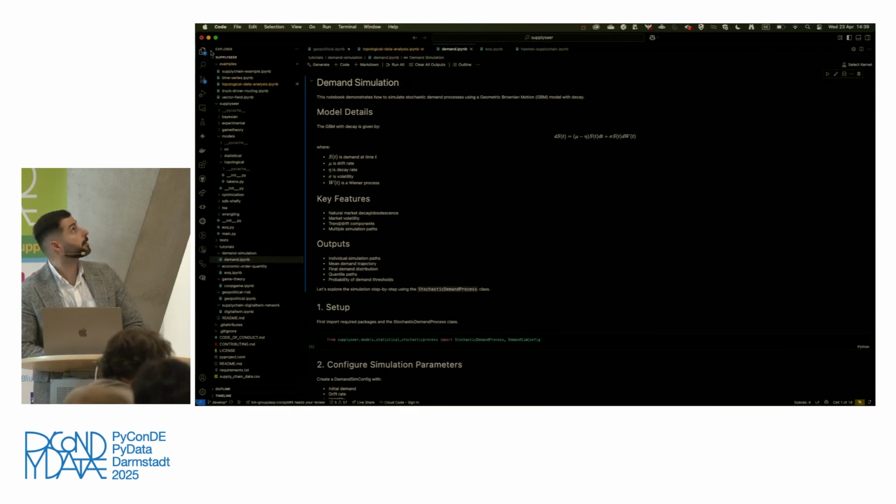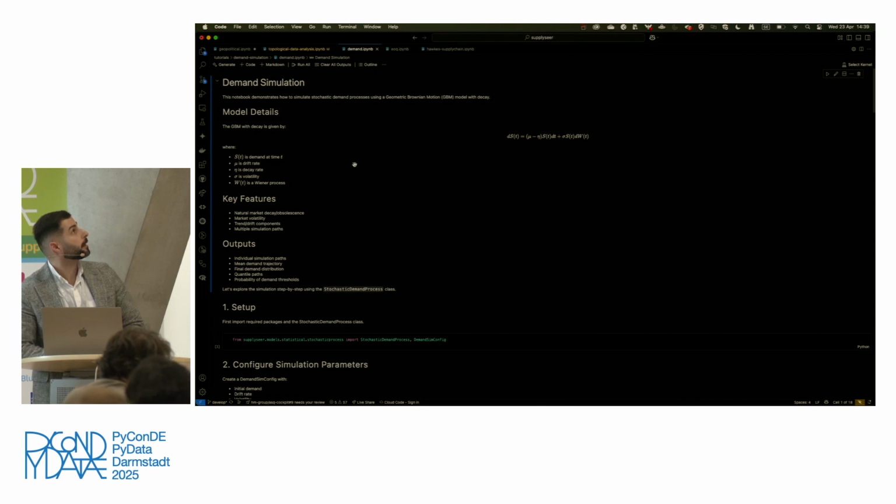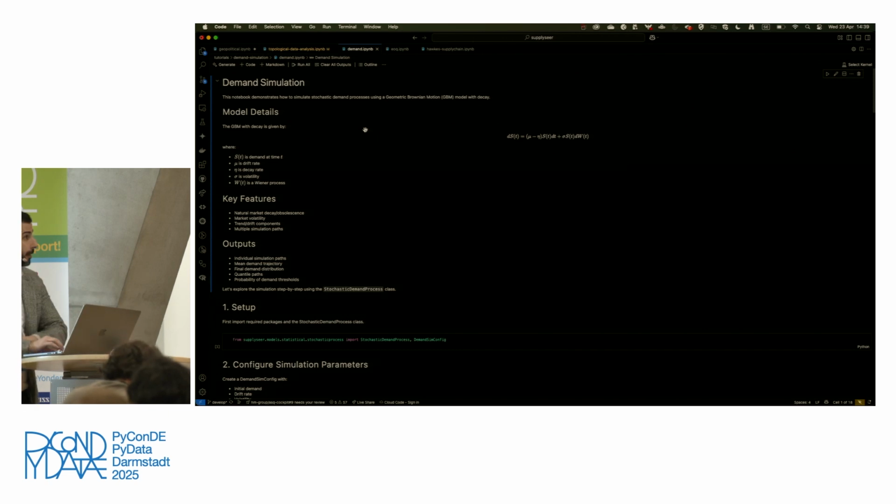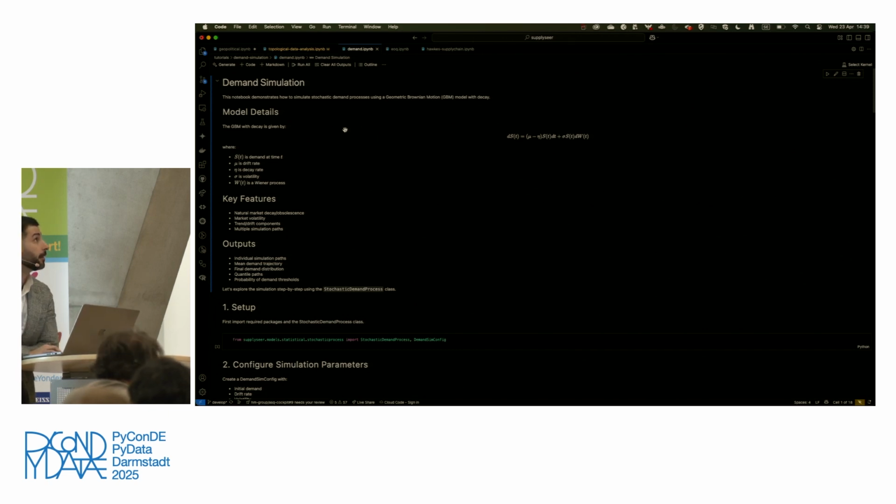Can't even see anything. We're going to start by, is that okay if I stand like this? We're going to start by simulating demand, any demand, right? We're going to start with the most basic thing. You're going to simulate demand based on absolutely no assumptions. You're just going to assume it has some key features, and we're going to write them down.